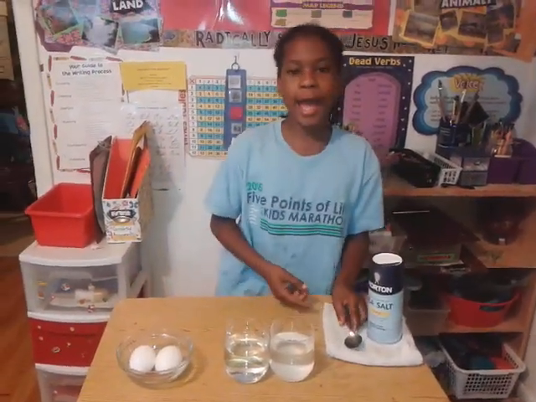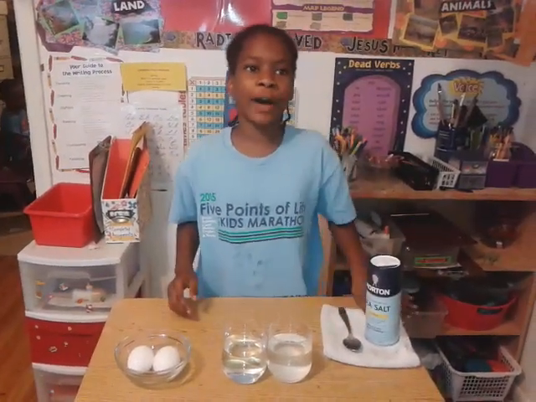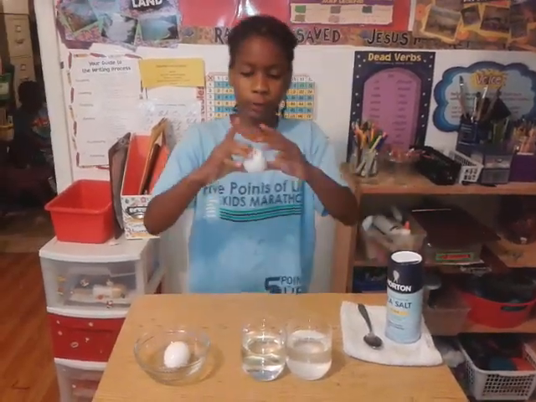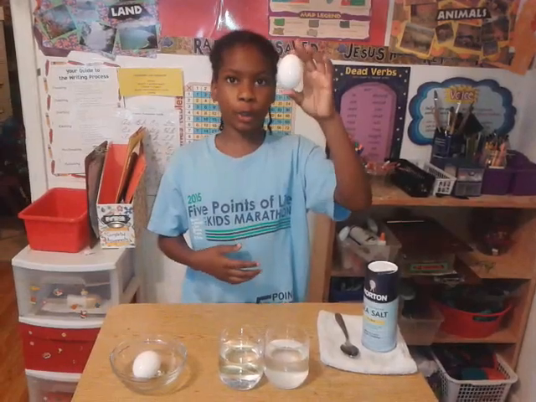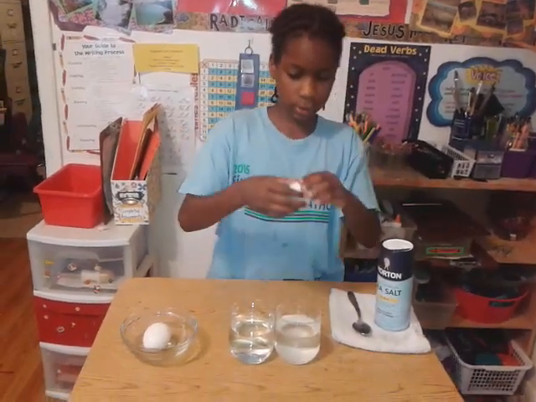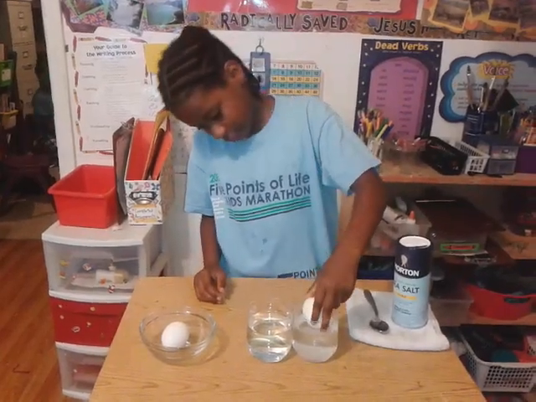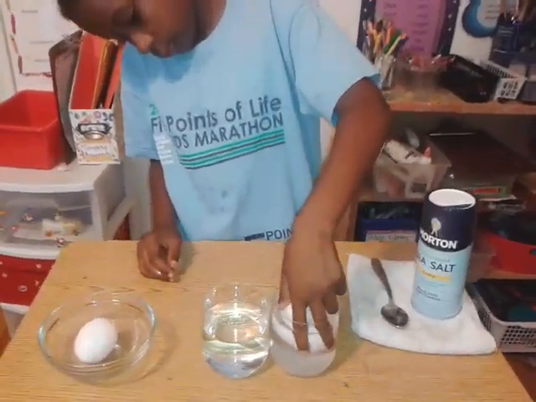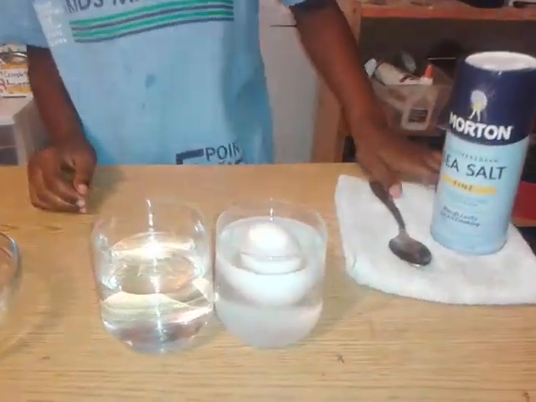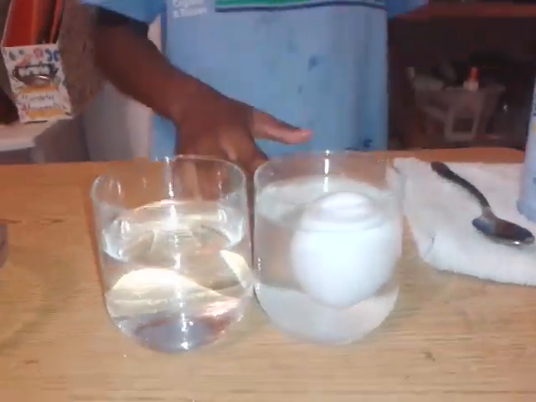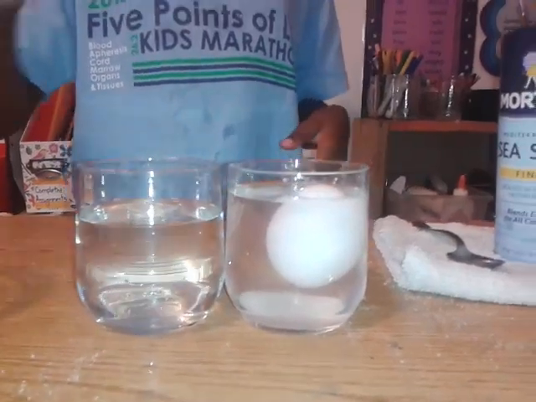I already added a cup of salt, 5 spoons. So the other egg is going to float in the salt. Well, we're going to see what happens. We're going to see what happens to the other egg. So the egg is floating, instead of sinking like the other egg did.